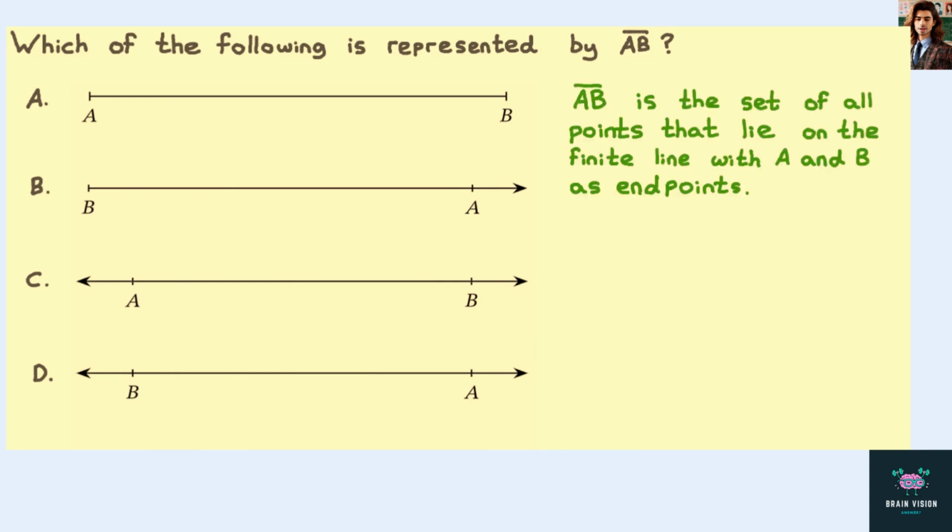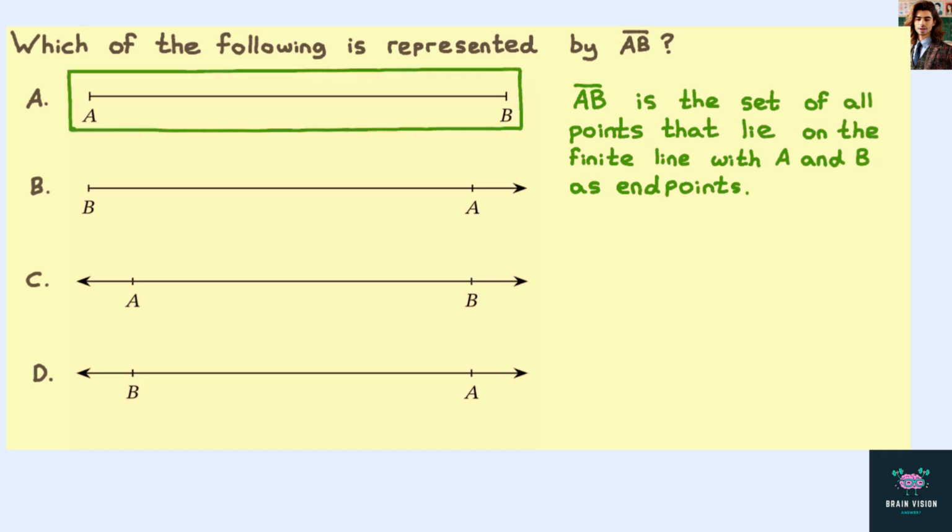To answer this question, we can begin by recalling that a horizontal bar above two distinct points represents a line segment. That is, a finite portion of a straight line between the 2 points. This means that the line segment between A and B will have these 2 points as endpoints.